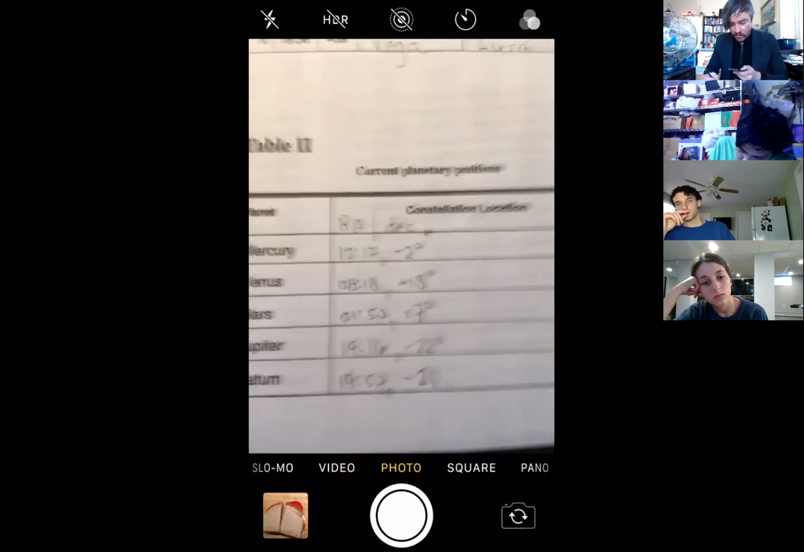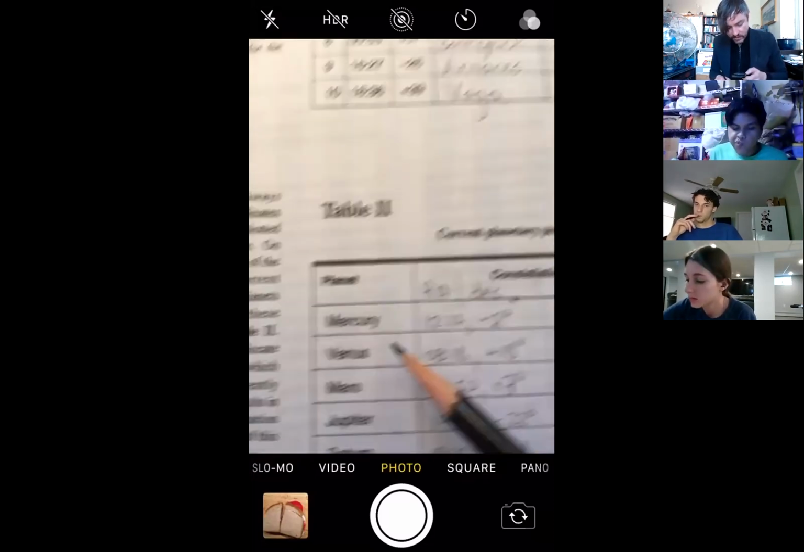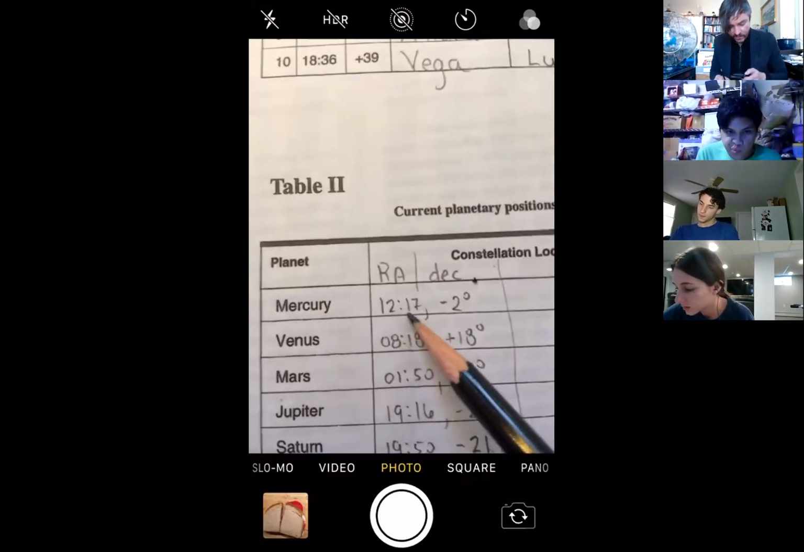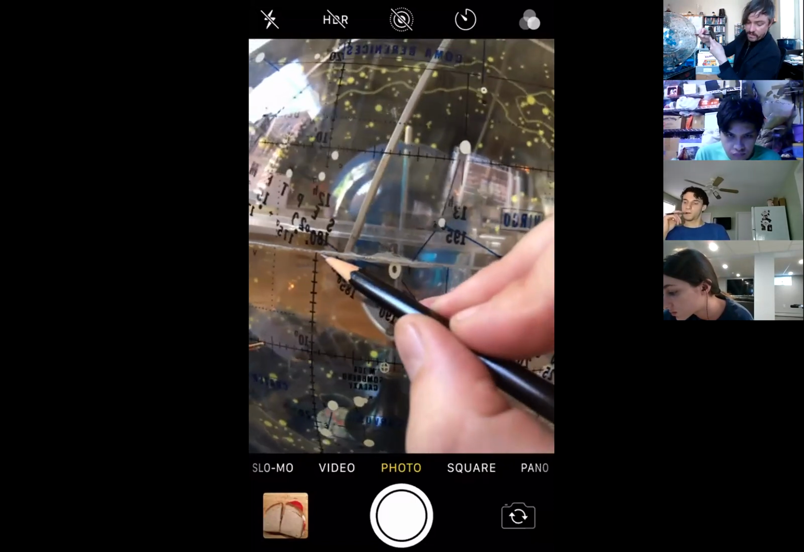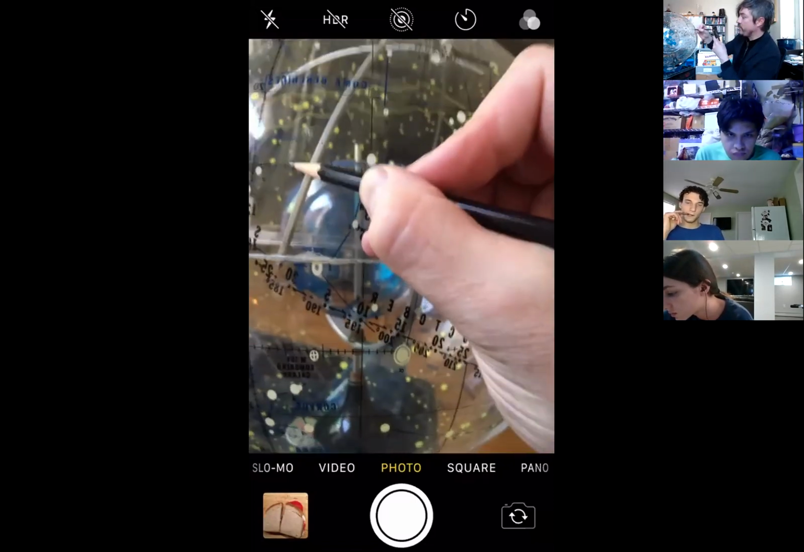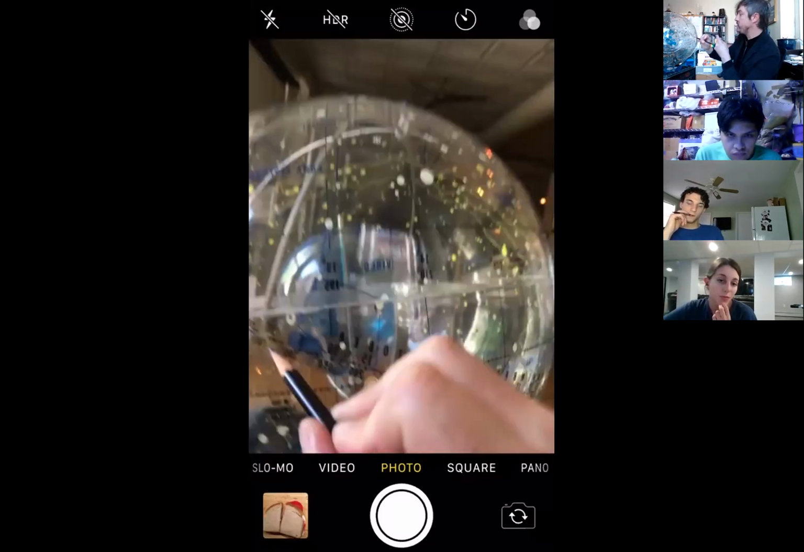Let's see if we can figure out what constellation each of these things are in using the technique we used from the last lab. So let's start with Mercury, 12 hours, 17 minutes, negative 2 degrees. Let's see if we can figure out what constellation Mercury's in. So here's 12 hours, and 12:17 is about there. And now we got to go minus 2 degrees.